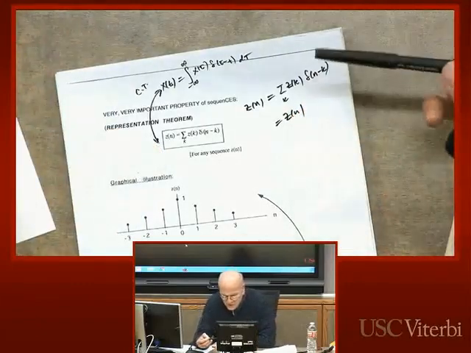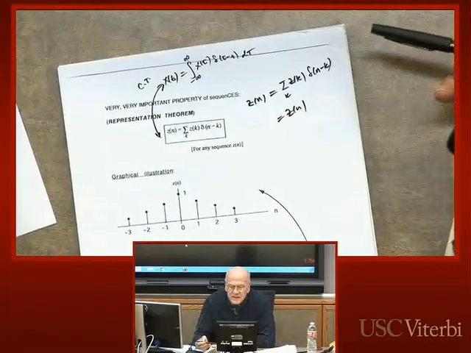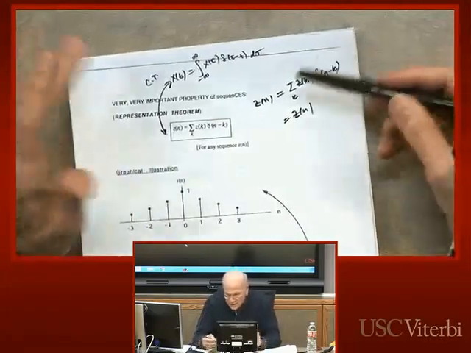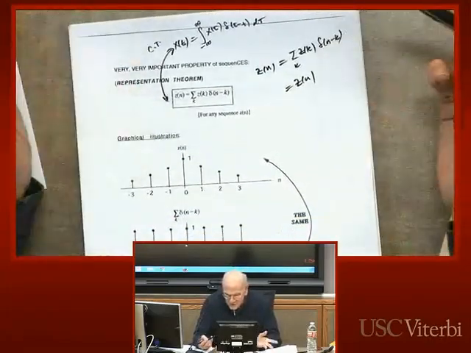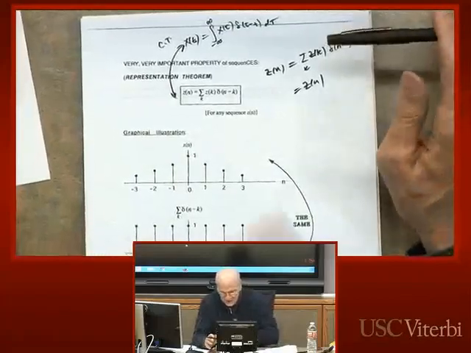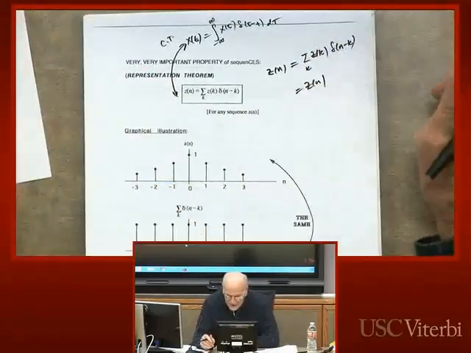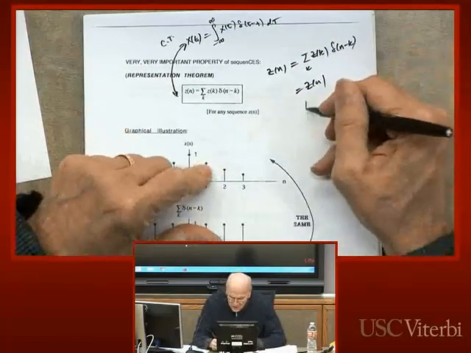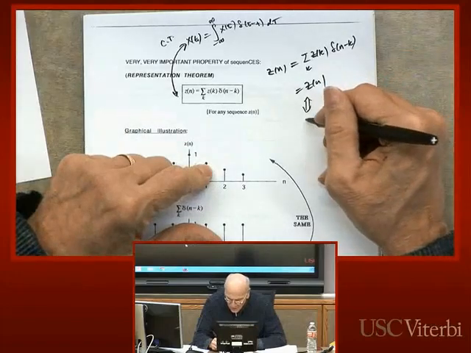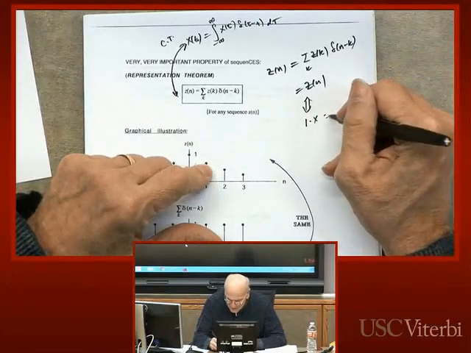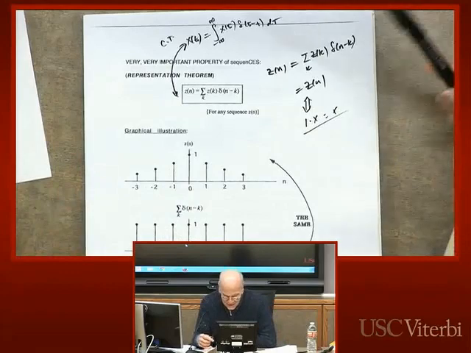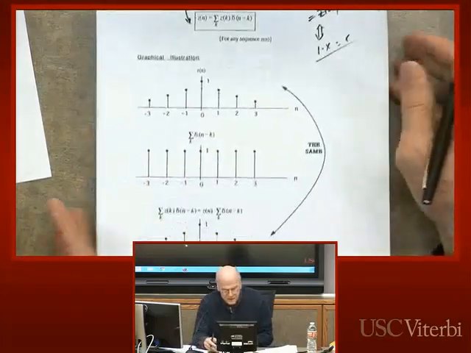Obviously, it's trivial because delta of n minus k is non-zero only when n equals k, and so you get z of n out. So it's just kind of a basic identity. It's also analogous to 1 times x is equal to x. That's the idea in the signal domain.